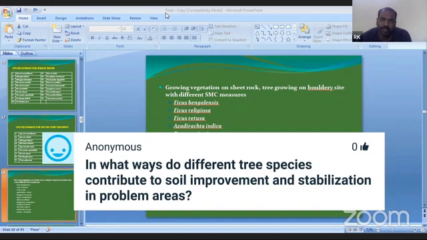Okay, the first question I already gave. The first question is: in what ways do different tree species contribute to soil improvement and stabilization of the problem area?